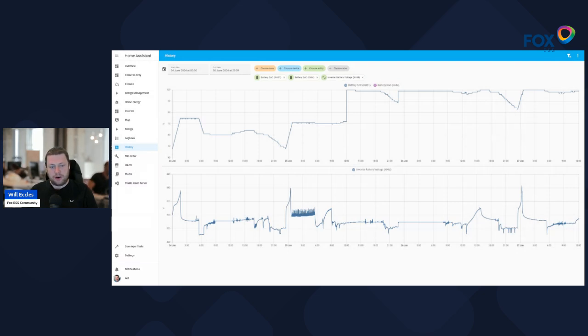Now, I thought I'd run an experiment. What I'm showing you here is the state of charge for one of my inverters, which has an HV2600 battery stack connected to it, and in addition, the voltage of the battery. But I also have my second battery stack here as well, because you can see that this isn't just a one-off phenomenon.